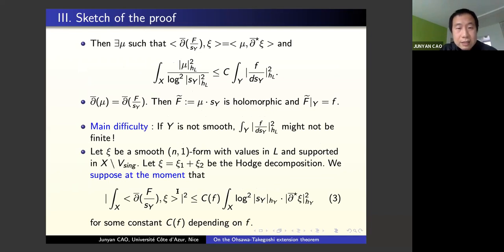So therefore, in order to prove our result, the main problem is to prove this inequality three. So how can we prove this inequality?